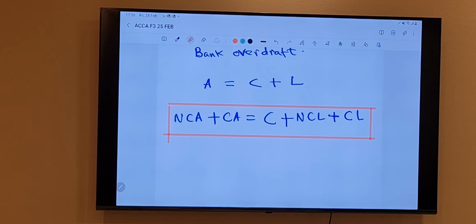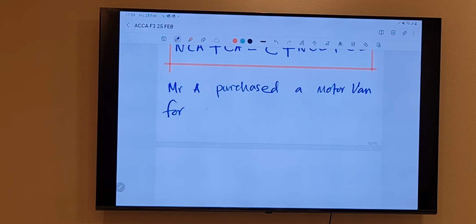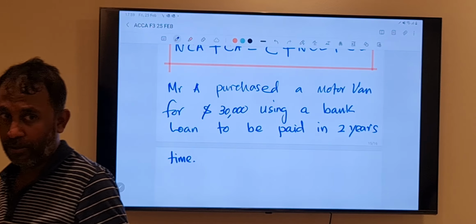Now, we will go for an example. Mr. A purchased a motor van for $30,000, using a bank loan to be paid in 2 years' time. Okay. Now using this situation, we then have to redraft the equation.